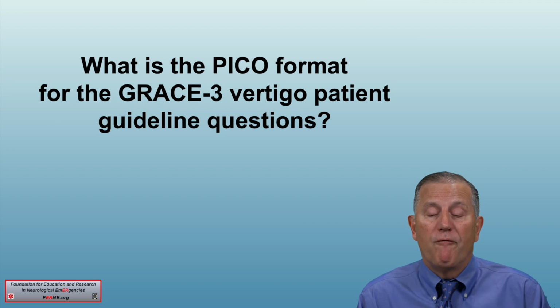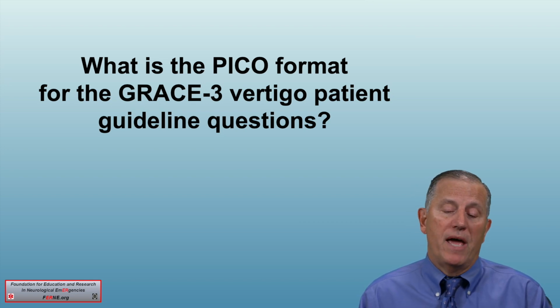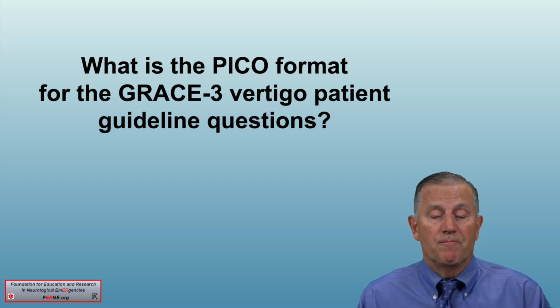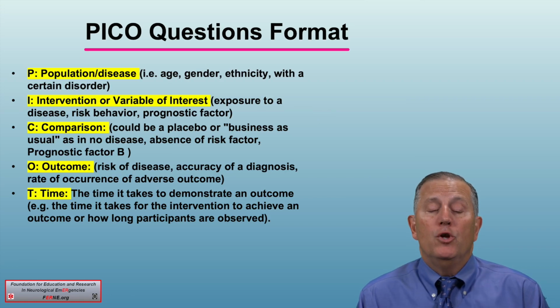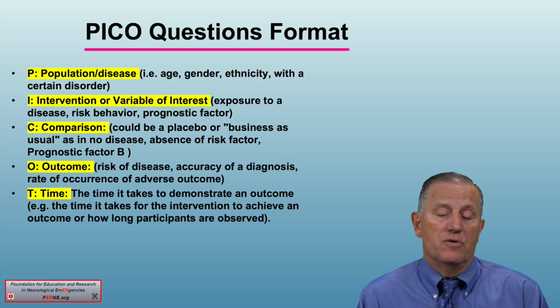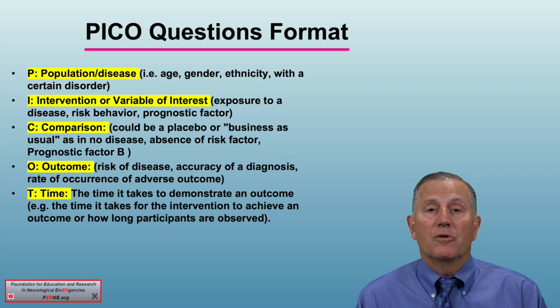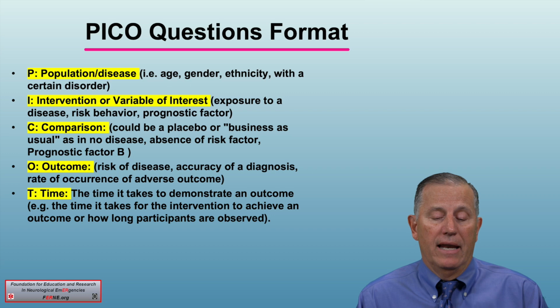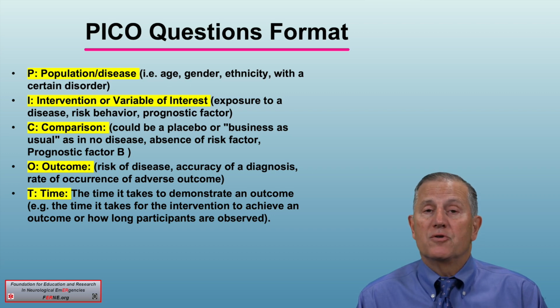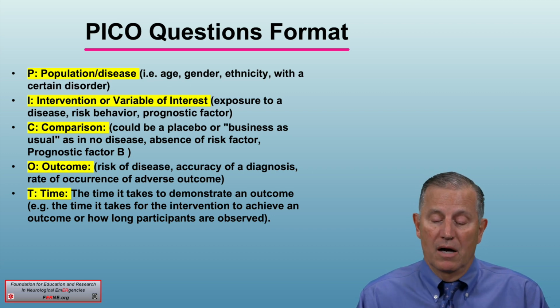What is the PICO format for the GRACE-3 Vertigo Patient Guideline questions? The PICO format uses P, population disease issues; I, the intervention or variable of interest; C, comparison between groups when applicable; O, outcome, that is, what is the outcome of the patients in each of the groups that have an intervention or do not; and lastly, T, the time it takes to demonstrate the outcome of interest.